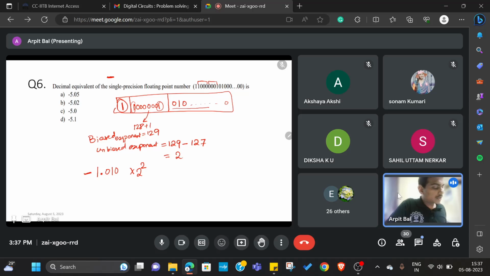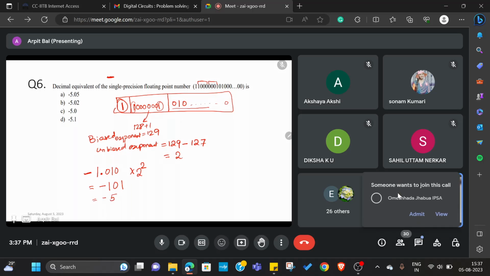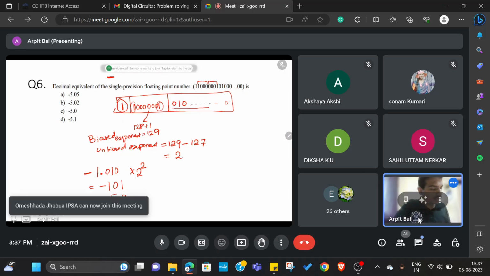So if we have 2 to the power 2, it means the decimal point should move towards the right by a position of 2, right? So let's write it as 1, 0, 1. So 101 in decimal is 5, right? So we have minus 5.0. So option C is the correct answer to this question.